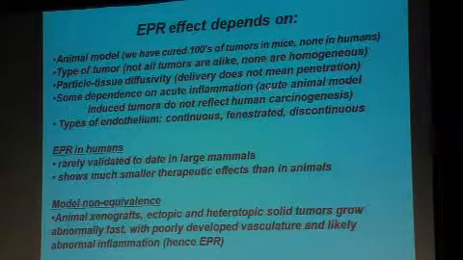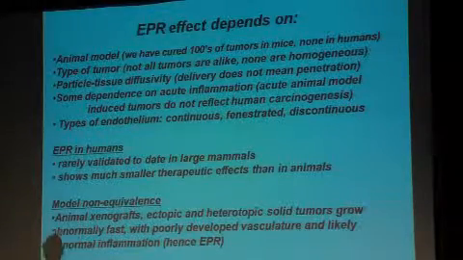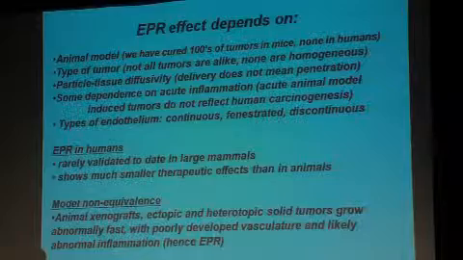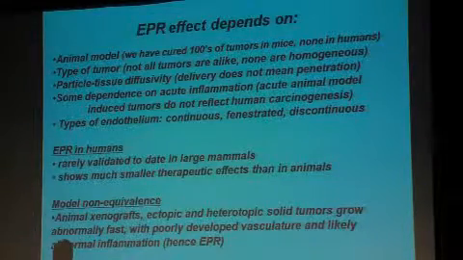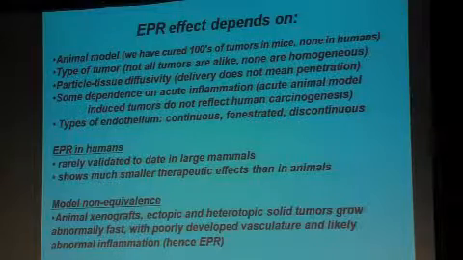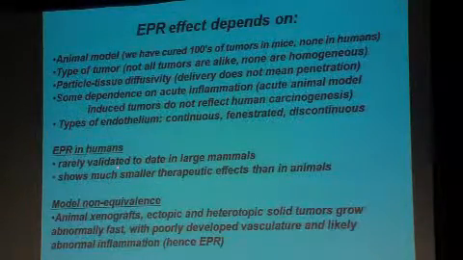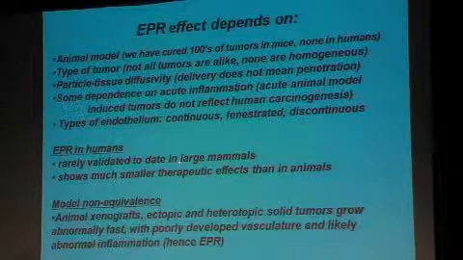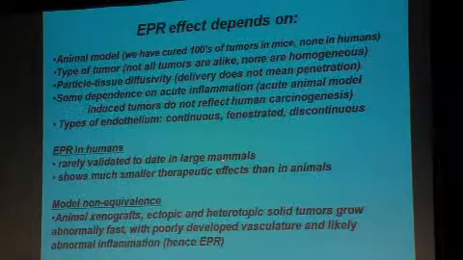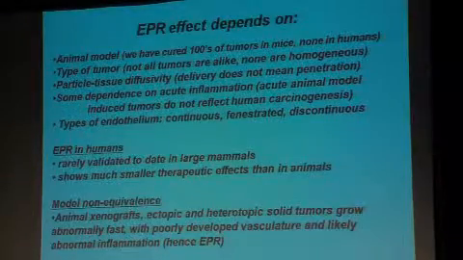All right, some dependence on acute inflammation. So we know that when we engender animal models with acute disease, models that might or might not represent real human disease, then we can get this effect to work. But many diseases we're trying to treat in humans are not acute, they're chronic diseases. All right, and then I talked about the types of endothelium already. So we've rarely validated this EPR effect in humans to date or in large animal models, and it shows much smaller therapeutic effects in humans than in animals.